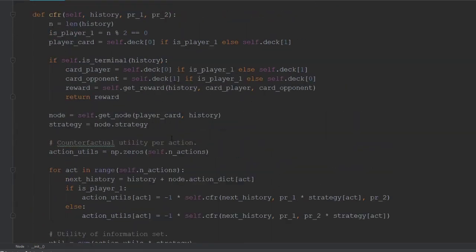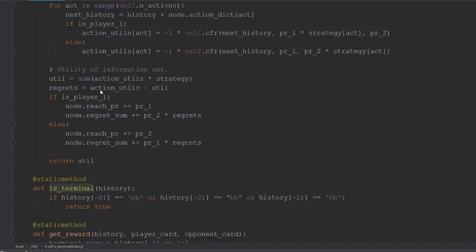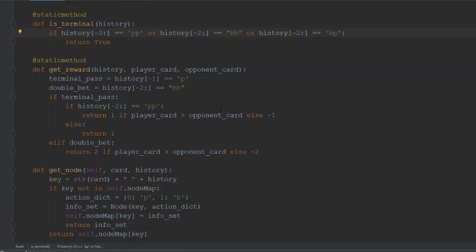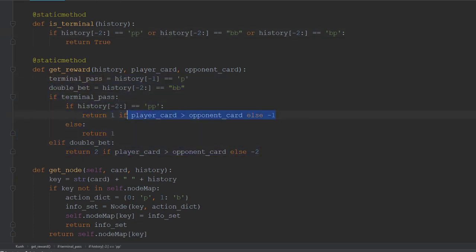Okay, so let's go over our CFR function. Now this is a recursive function. We're going to be recursively calling it, so we've got to make sure we have our terminal state for when we end it. And this is simply all the states we could have that would be the end: both players pass, both players bet, or there's a bet and then someone passes. So those are all the options. Next we have our get reward. Basically, for each time there's a showdown, we determine which card has the higher value. And if not, someone passes, and we just give a reward of 1 to the winner of that.